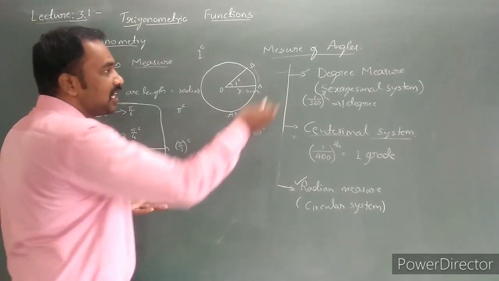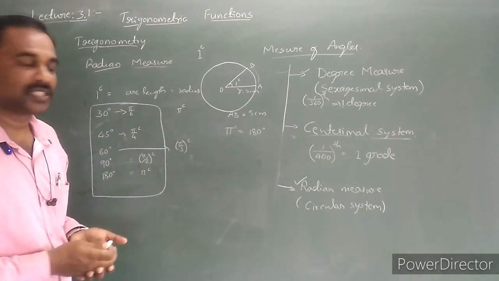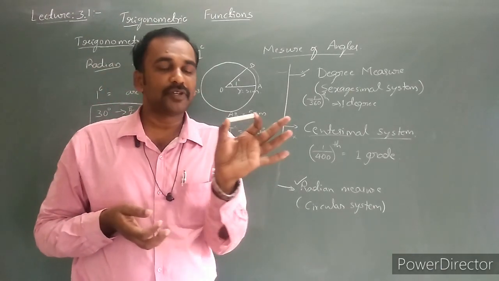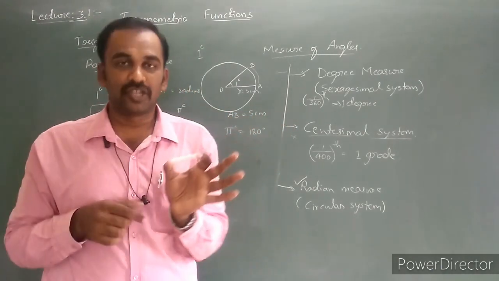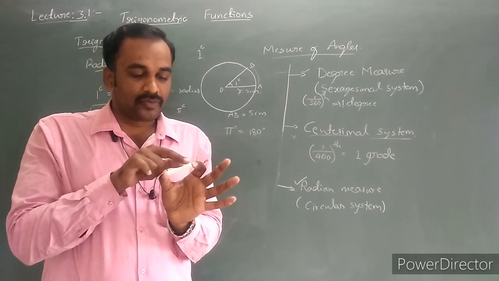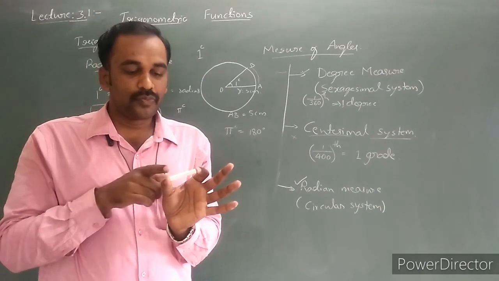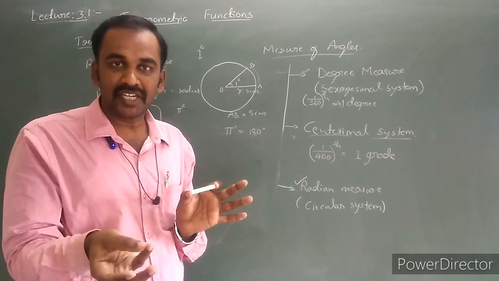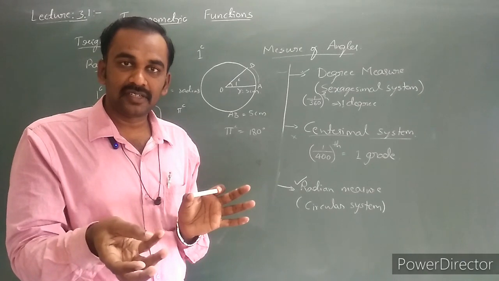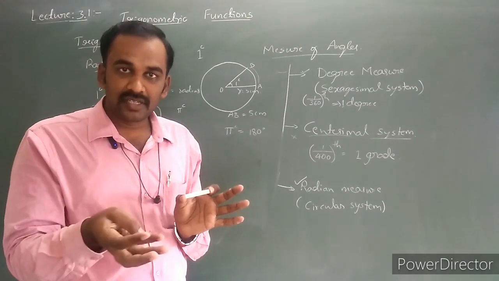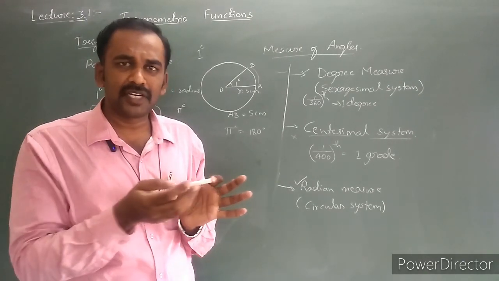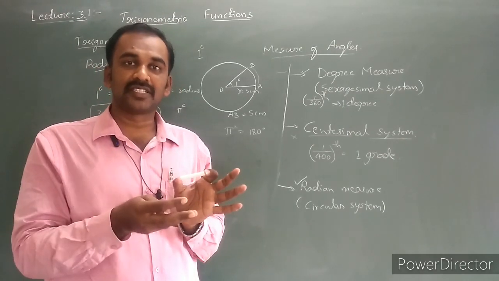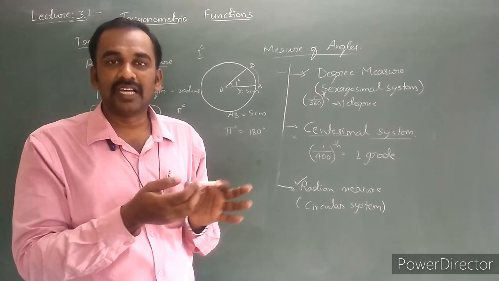For example, why are we taking different names? Suppose you want to get the length of a chalk piece. We can express the length of the chalk piece in terms of millimeter, centimeter, meter, or kilometer. There are different measures: millimeter, centimeter, meter, kilometer. So depending upon the length, it changes.